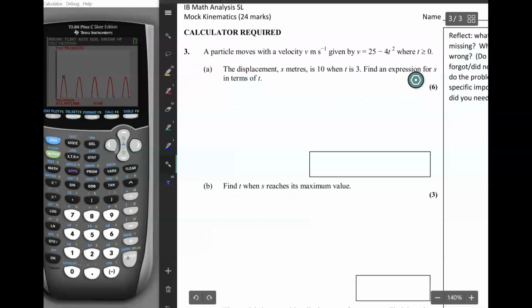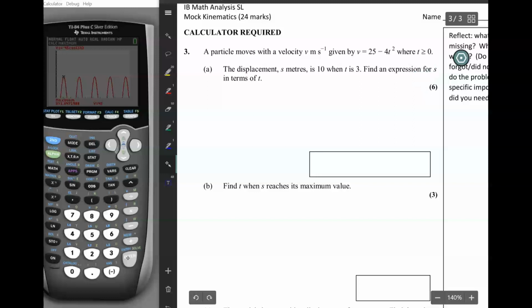A particle moves with the velocity v given by v equals 25 minus 4t squared, where t is greater than or equal to 0. The displacement s meters is 10 when t is 3. Find the expression for s in terms of t.